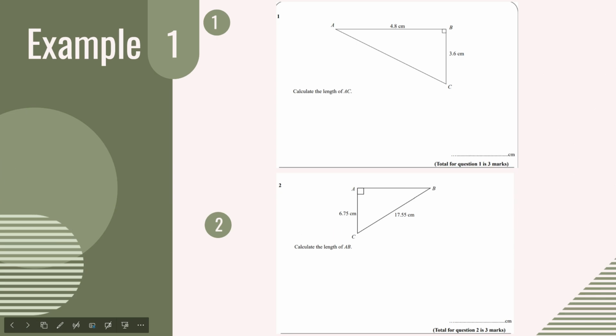Now it's time to use some maths exam questions from Maths Genie to have a go and practice. Have a go, pause the video and unpause.